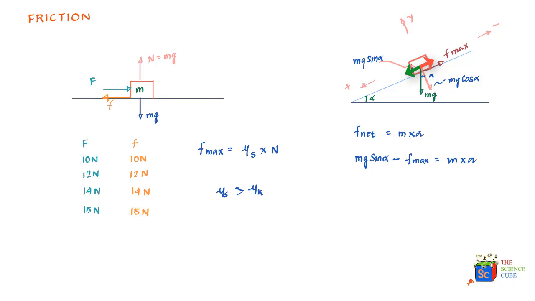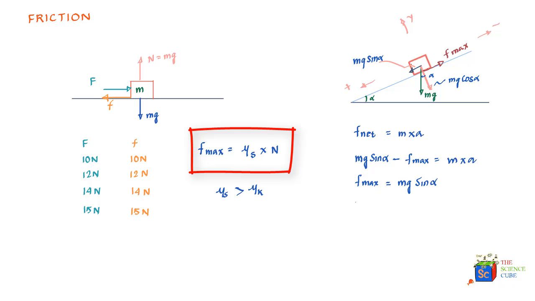But we know that there is no acceleration, the object is stationary, it's just about to move, so this component becomes 0, and what we get is F max is equal to mg sine alpha. And we know that F max, we've just found earlier, is equal to mu s into N. So we'll put mu s into N is equal to mg sine alpha.